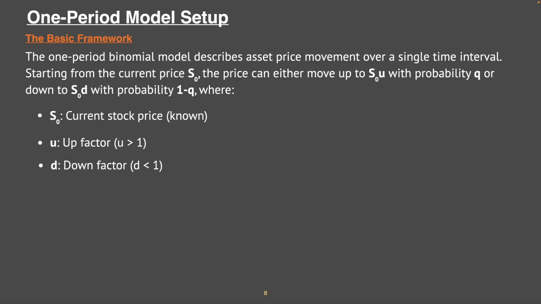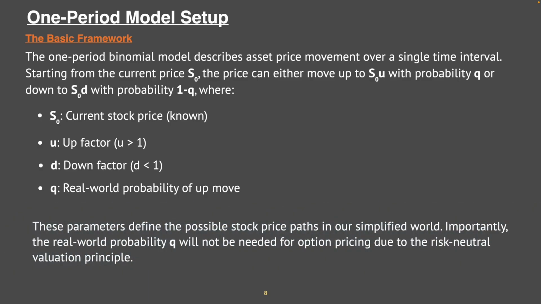Similarly, the down factor d should always be less than 1, because if we consider a down move of 0.9, it means S0 into 0.9 will be less than S0. So the price is actually going down compared to the current price of S0. q is the real world probability of up move. Basically these parameters define the possible stock prices which may take a particular path in a very oversimplified world. So this is a one period model setup.